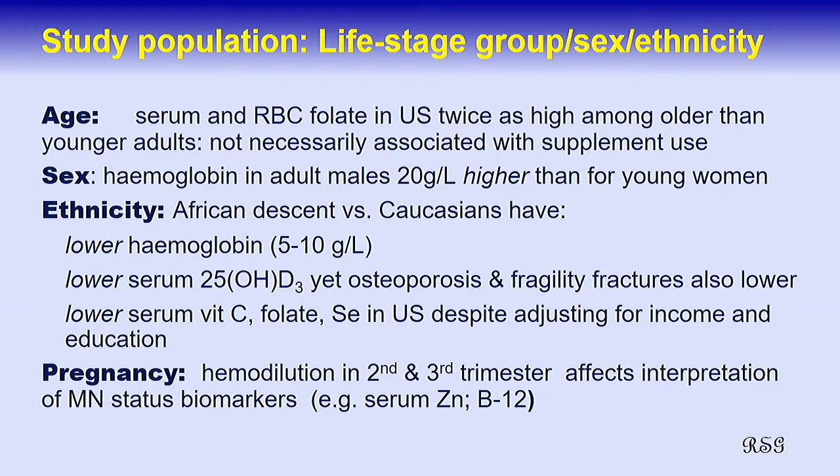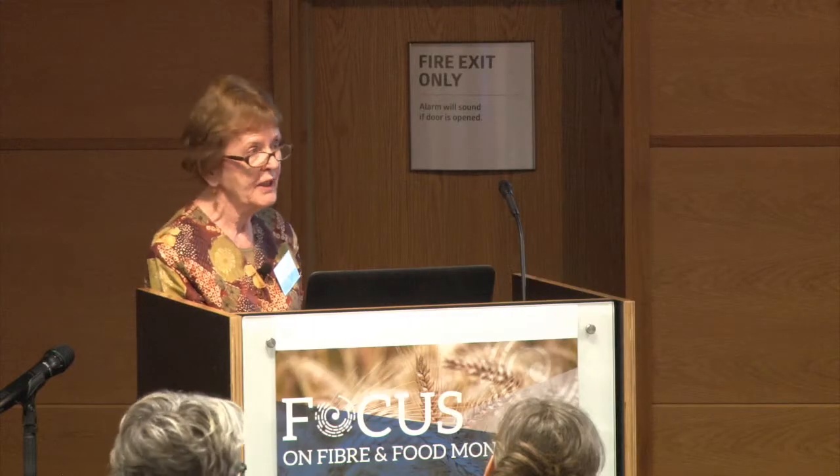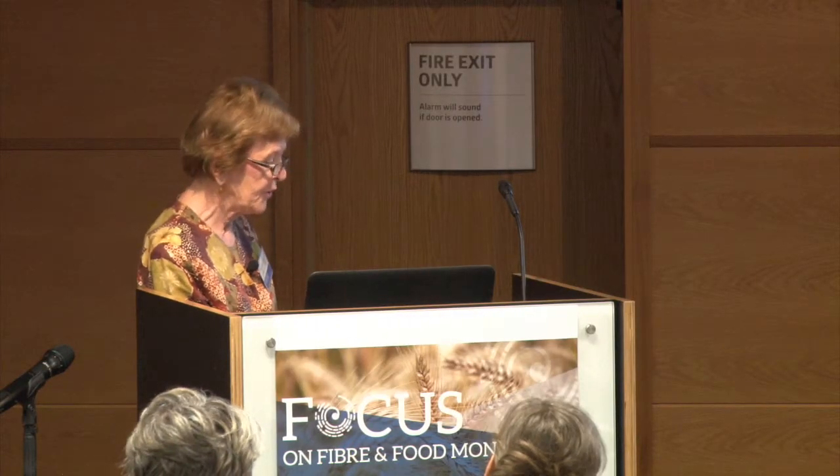Study population is something else we have to consider, and in the national surveys in New Zealand, they grouped their data by life stage group, sex, and ethnicity. And here I give you some examples of various scenarios that have been affected by age, sex, and ethnicity. Pregnancy, as we know, is also a factor that we have to take into account because of hemodilution during the 2nd and 3rd trimester, and it affects the interpretation of many micronutrient biomarkers. And I have 2 examples here, serum zinc and serum B12.